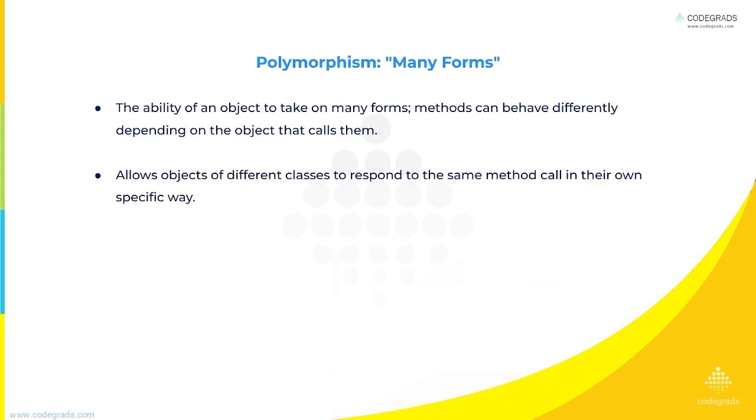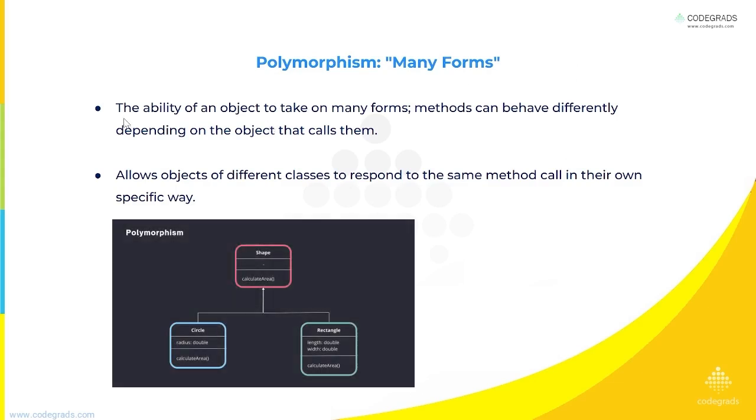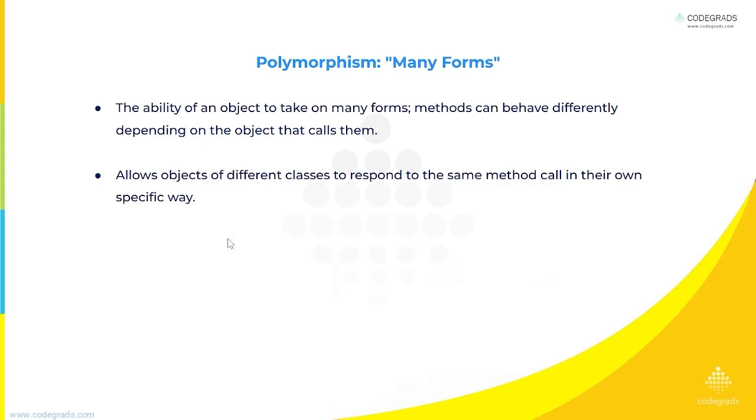Then moving on, we have polymorphism, that is many forms. It is the ability of an object to take on many forms: methods can behave differently depending on the object, and it allows objects of different classes to respond to the same method call in their own specific way. So polymorphism means the same function or method can behave differently for different classes. It allows writing flexible and dynamic code. The example is a function that might take a dog's bark or a cat's meow. That is polymorphism, that is one interface but many forms.